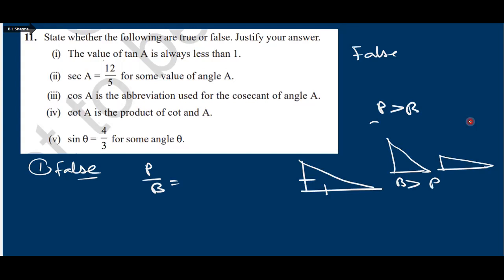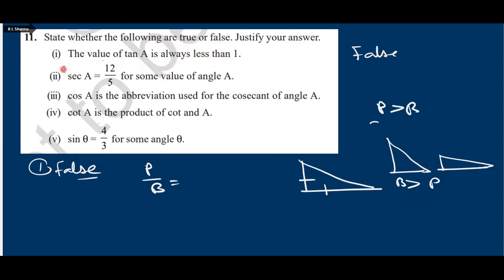So ये true नहीं है, यहाँ less than 1 हो सकता है अगर base आपका perpendicular से छोटा हो. If the perpendicular is greater than the base, it can be greater than 1. If the base is greater than perpendicular, it can be less than 1. So both the cases are true. So यहाँ पे केवल एक ही क्वेश्चन दे रखा है always. So this is not true. It is always not true.